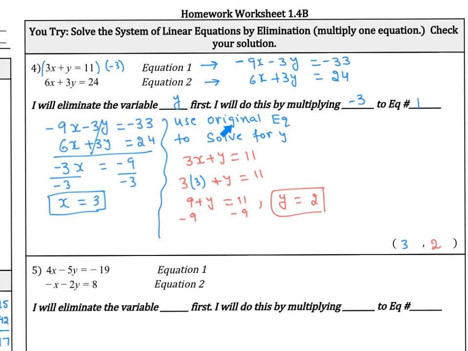Now we are going to use the original equation to solve for y. So I'm using the first equation, 3x plus y equals 11, and using the x value as 3 to solve for y. So 3 times 3, 9, plus y equals 11. Subtract 9 on both sides, you're going to get y equals 2. So the ordered pair is 3, 2.